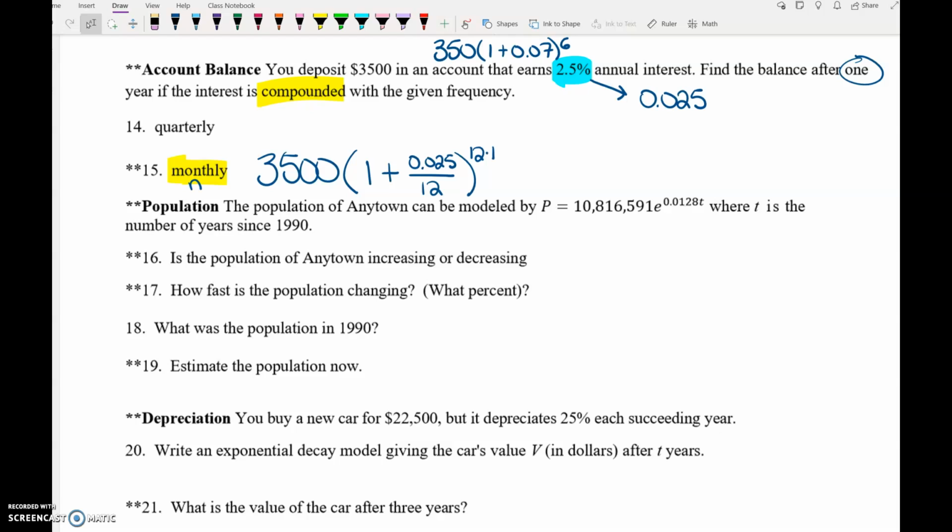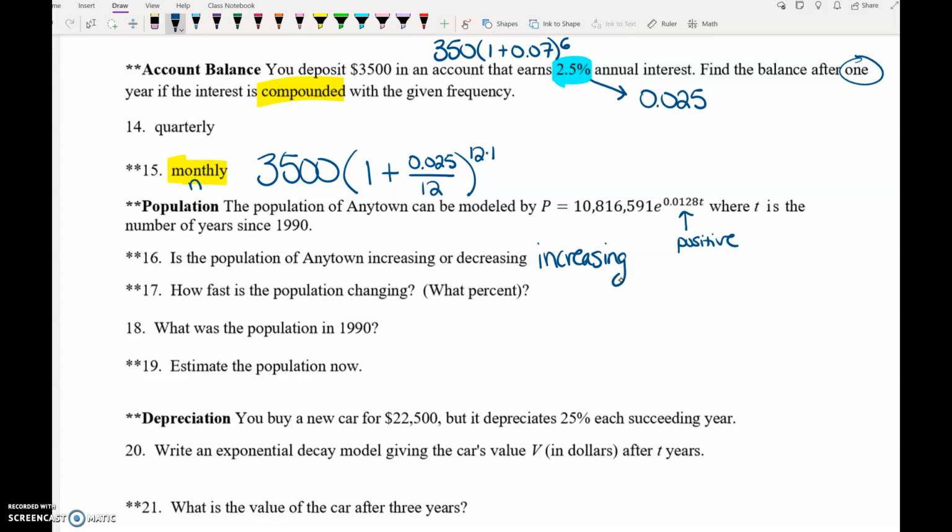Number 16 and 17 and 19. This is one question on the test. It's like an ABC on the test. This time, the formula is already done for you. It is an E formula. They're asking, is the population increasing or decreasing? With E, if the exponent is positive, it's increasing. If the exponent is negative, it's decreasing. So our exponent is positive. That means the population is increasing.